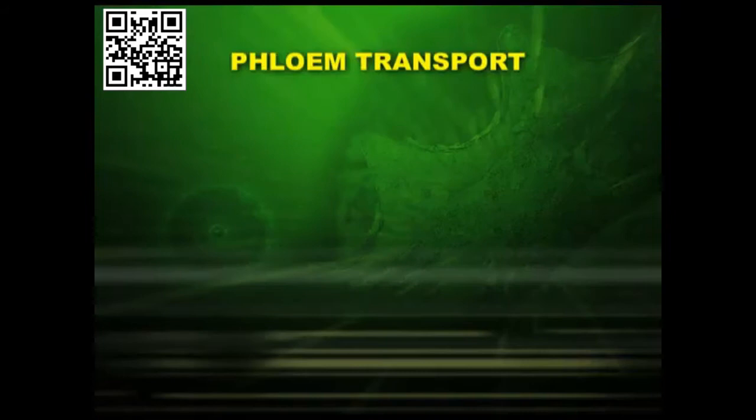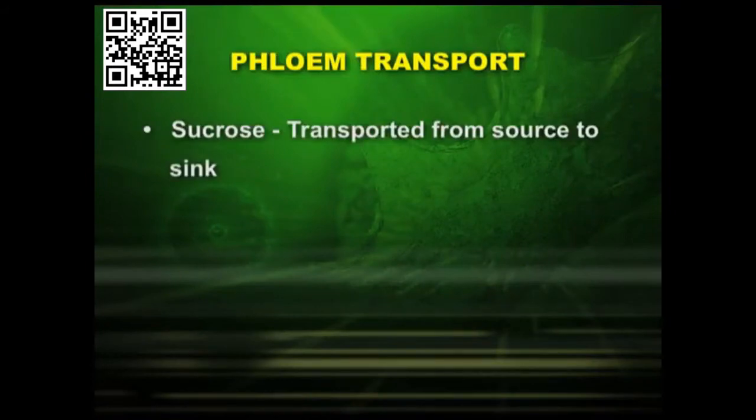The sources are the leaves where the plant synthesizes food, and the sinks are the storage organs where the food is used. The most important form of food prepared in the plant is sucrose, which is transported from source to sink. What are these sources? The sources are the leaves where the food is initially prepared in the form of starch, then converted into sucrose and then transported to the sink, that is the various storage parts of the plant body.